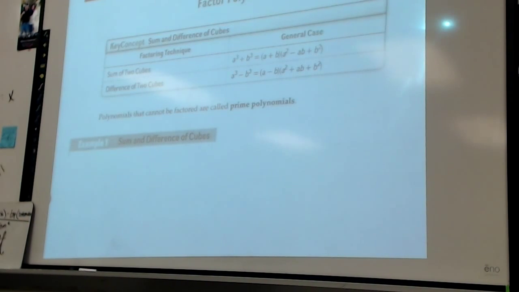Okay, we're going to move into solving polynomial equations. And just like with quadratics, one of the strategies is factoring. So factoring is not going away. It's coming right back.